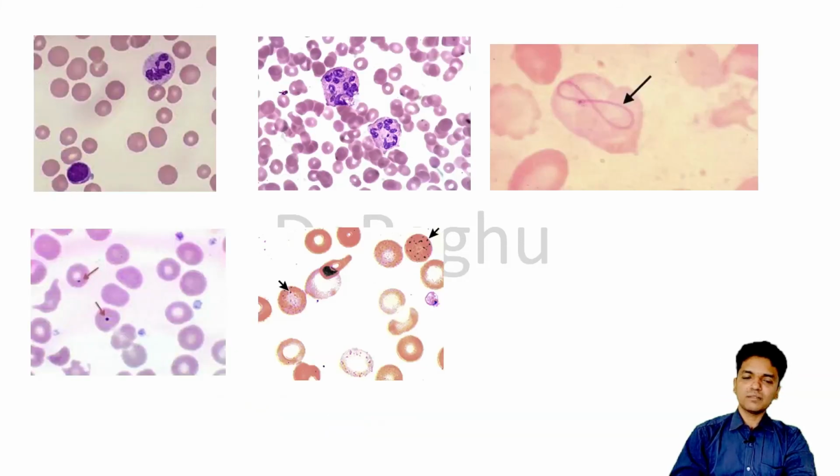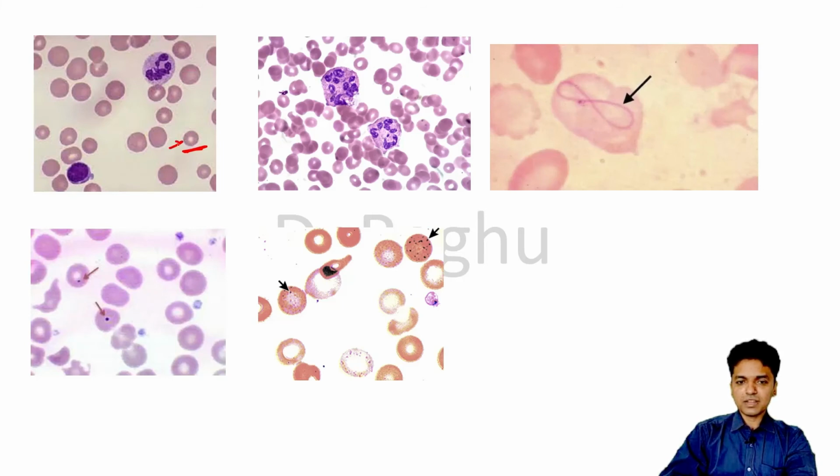Now let's see some of the pictures of the diagrams here. Here we can see this cell. Okay, this is a normal looking RBC. The size is also normal, and here we can see that there is a central space. This is what is called the central pallor.